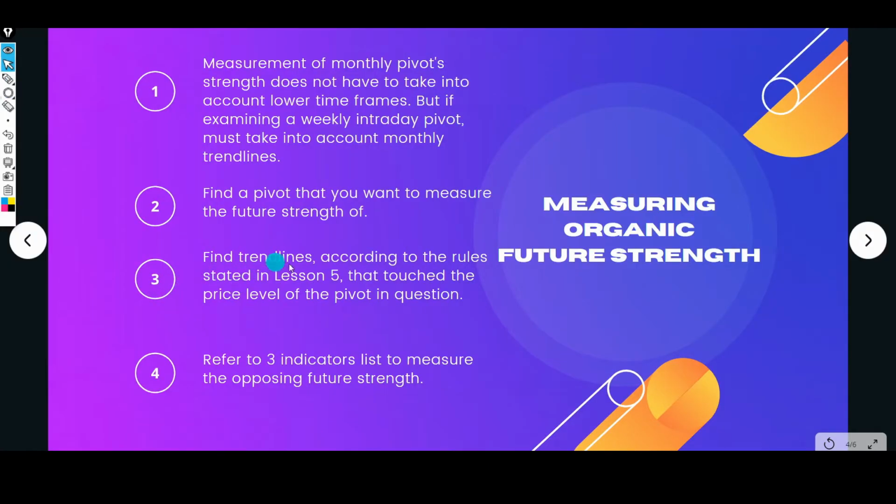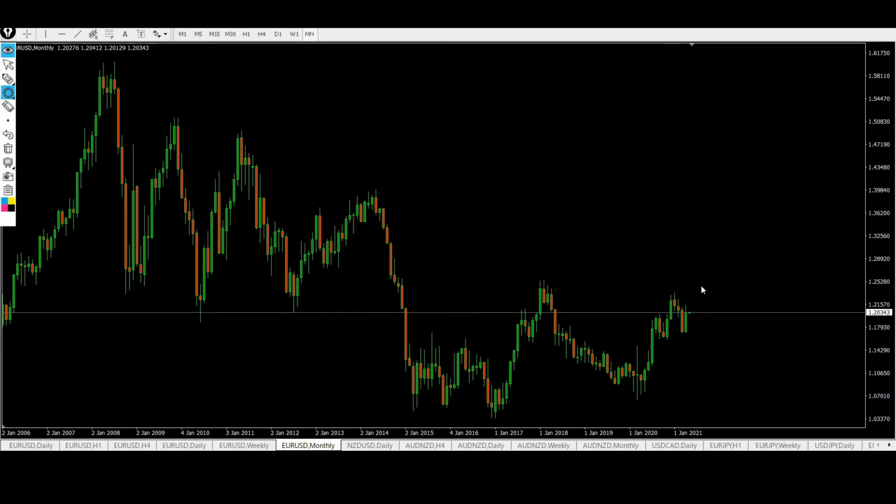Okay, find trend lines according to the rules stated in lesson 5 on how to draw trend lines that touch the price level of the pivot in question. Alright, so let's go ahead and look for trend lines that actually come in contact with this pivot right here. Okay, so the most obvious one is this one, from this pivot to this pivot up here. Okay, there's 3 touches on it, so it's legitimate. And let's look for other ones that come from obvious different pivots, right? So this entire area right here is already covered by this pivot, so let's keep going up.